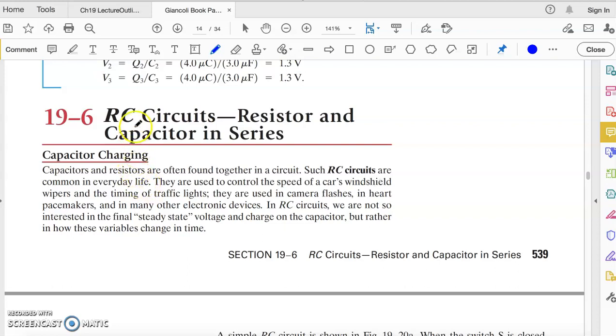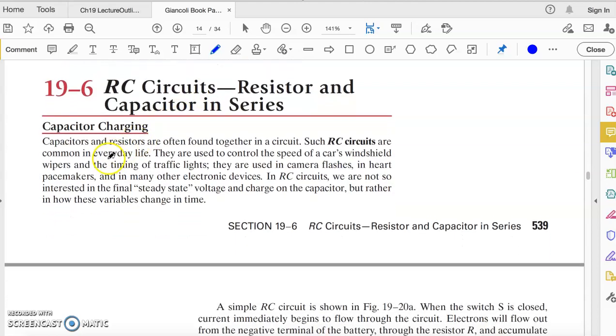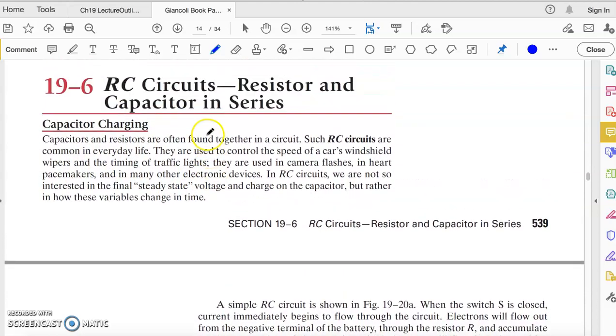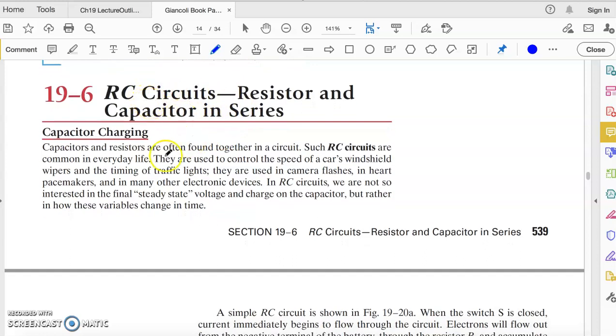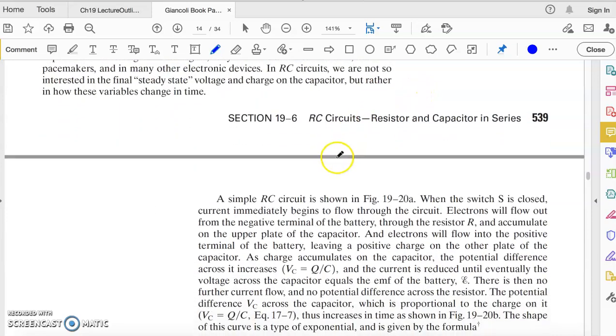Guys, today we will go through our RC circuits. We have gone through the introduction for this material last week, and today I will be explaining more about the RC circuits. RC circuits means a circuit which includes a resistor and a capacitor, and the combination between that resistor and capacitor will be in series.